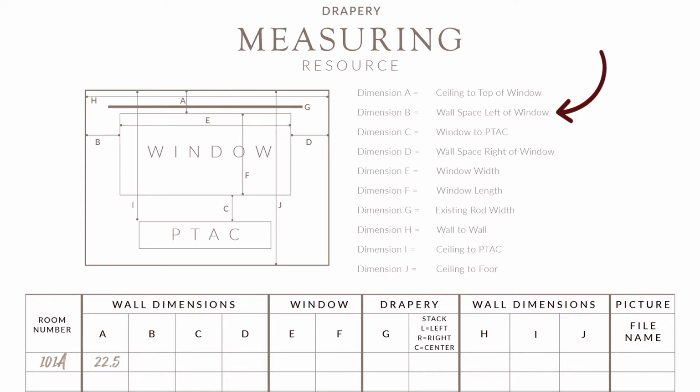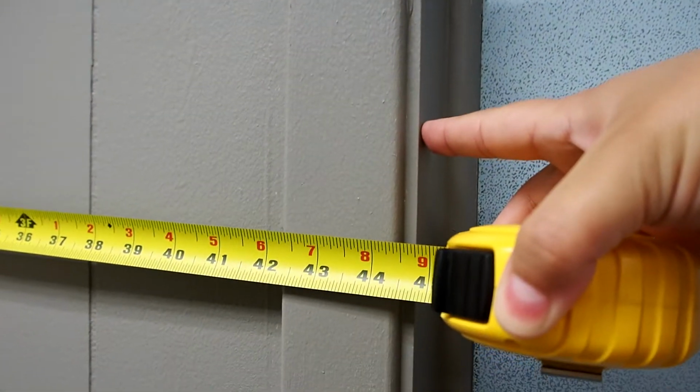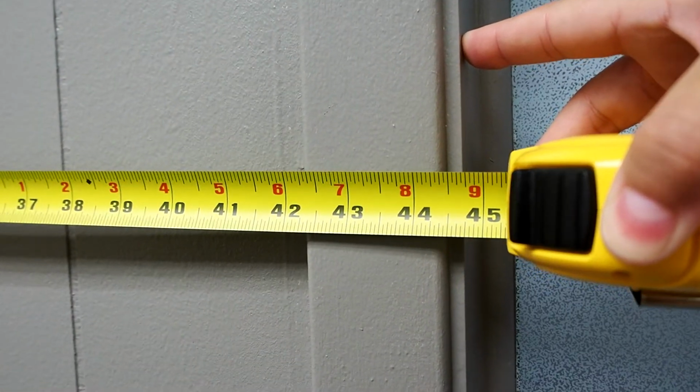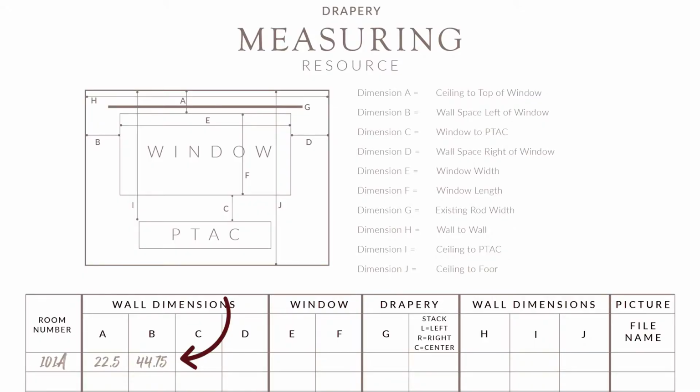To measure left of window, start with your measuring tape at the leftmost corner and stop at the left inside of the window. For our window, this measurement is 44 3/4, which goes in column B.